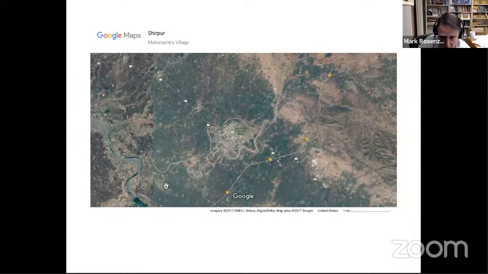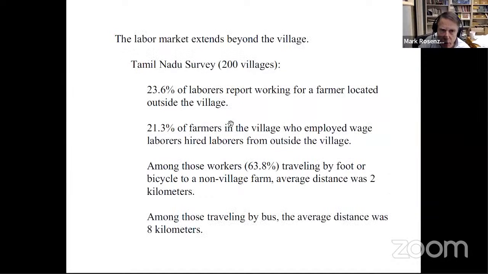And all around the village center are the farms. You can see the little farms all around. So a farm operation may take place here. That's on average 1 kilometer from where the farmer lives. And that farmer with a farm here has got to find laborers somewhere from the village. But the village doesn't define the labor market. In fact, the labor market extends beyond the village.